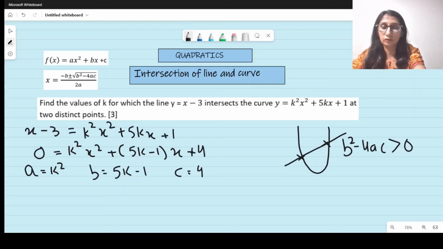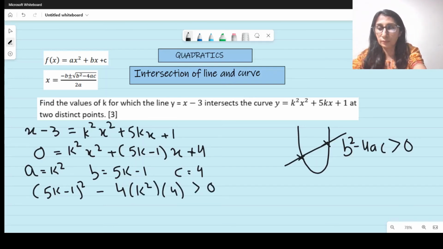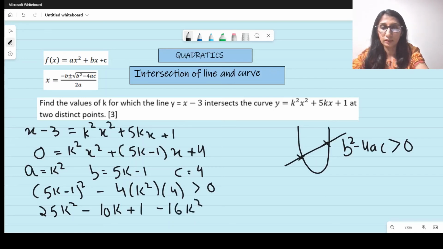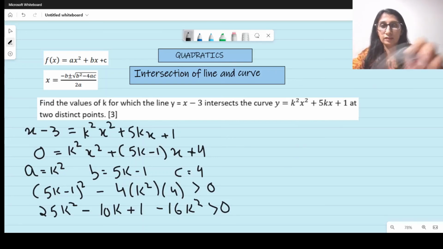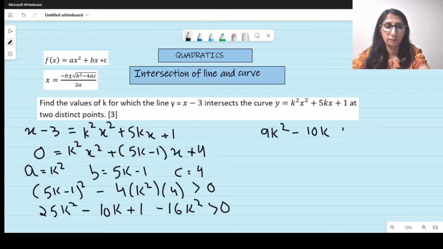So b² − 4ac is (5k − 1)² − 4ac, which is greater than 0. So I'm going to expand this. a² − 2ab + b², minus 16k², is greater than 0. So 25 − 16 is 9k² − 10k + 1 is greater than 0.